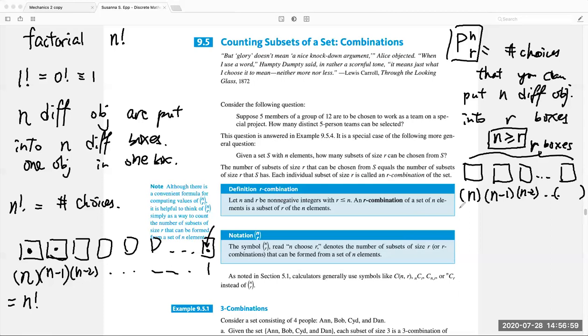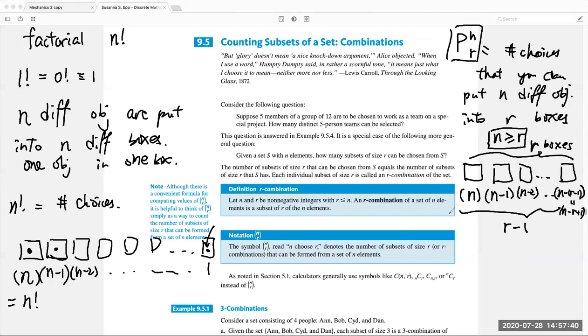So how many objects have you put in before the last box? R minus 1. So you have put R minus one objects already. So how many objects are left? That is n minus (R minus 1), so that is n minus R plus one. Okay, all of you should improve how you count the number.